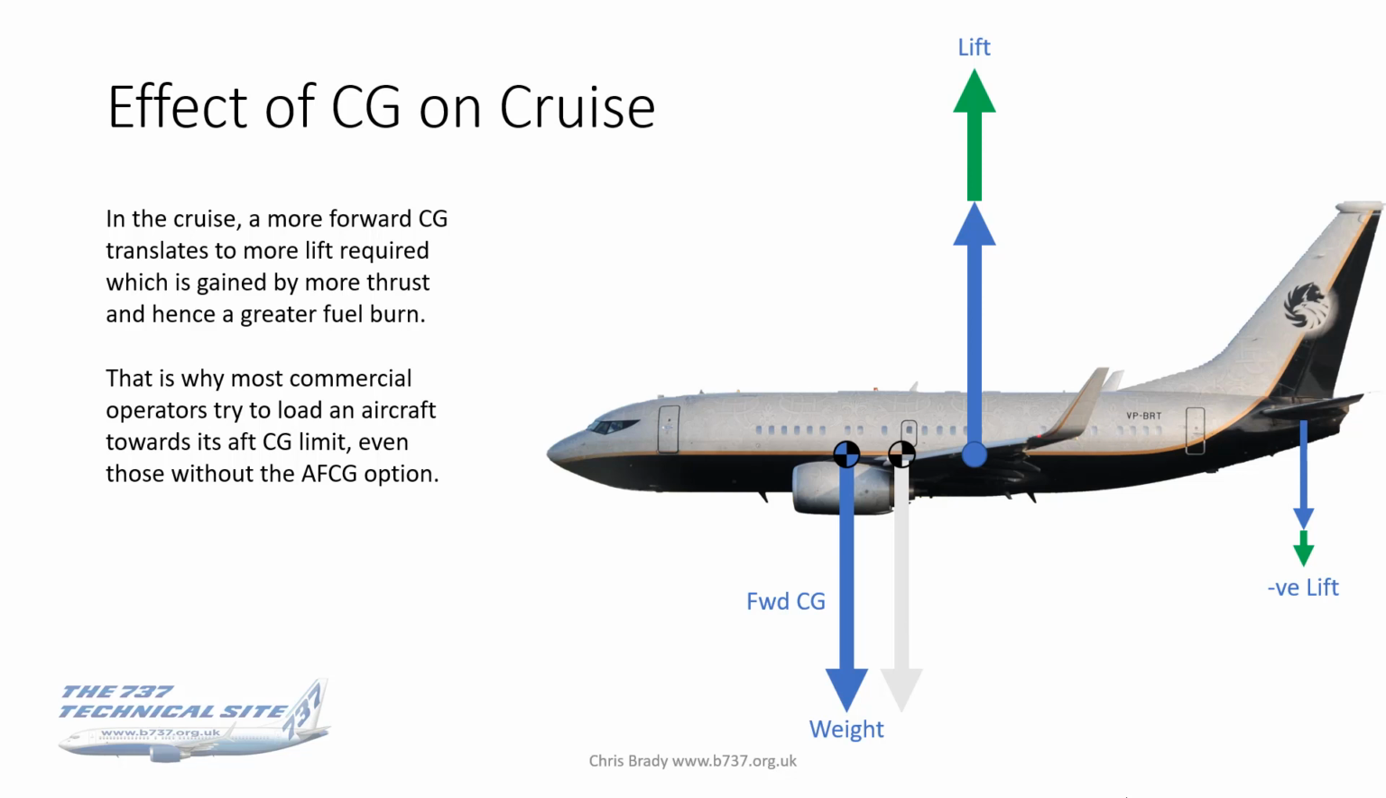Just touching on the CG in the cruise, though it's not particularly applicable to this option, but just to complete the picture. In the cruise, a more forward CG translates into more lift required, which is gained by more thrust and hence a greater fuel burn. And that's why most commercial operators always try and load an aircraft towards its aft CG limit, even those without the alternate forward CG option. So it's always more beneficial, generally, to a point, to load an aircraft with an aft CG.